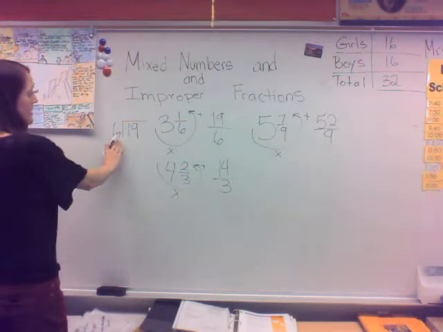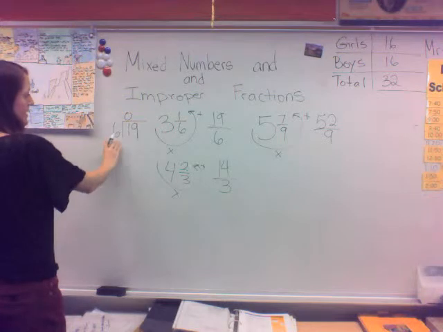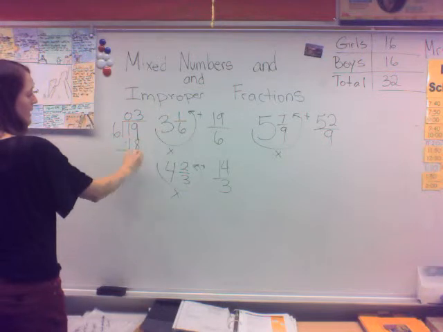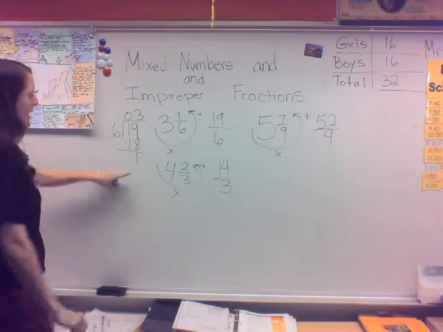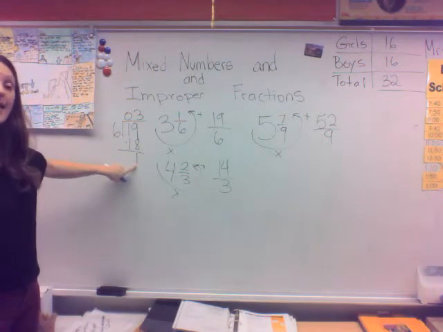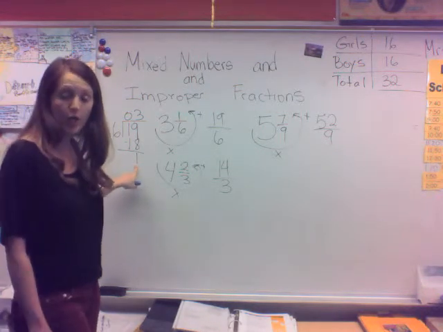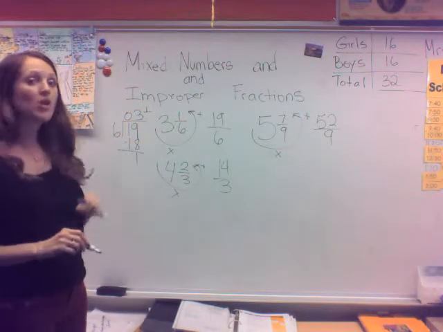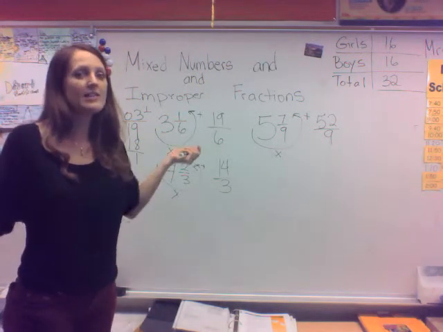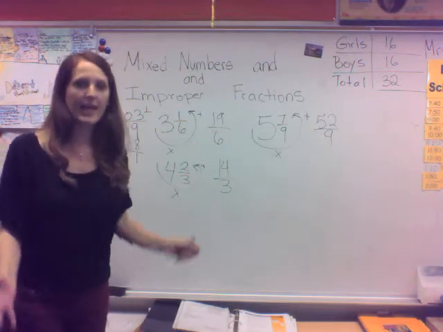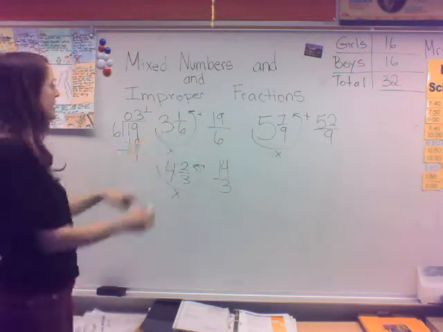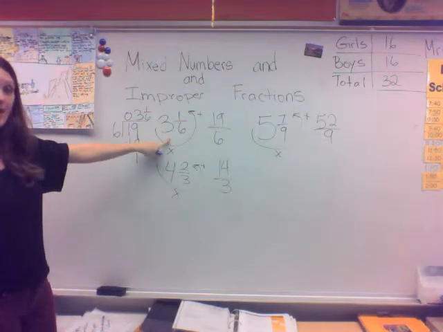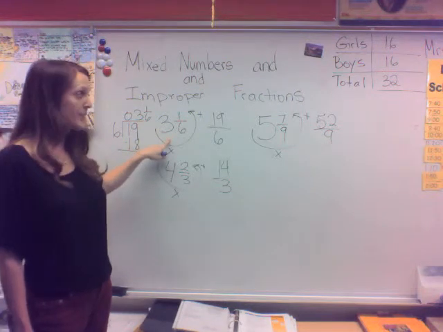You simply solve it. 6 goes into 1, none. 6 goes into 19, 3 times. 3 times 6 gives me 18. 19 minus 18 is 1. Now this number, your remainder, becomes your numerator. And the denominator stays the same. I started with 6s, I end in 6s. And there's my 3 and 1/6 that I was looking for. I came right back to my 3 and 1/6.